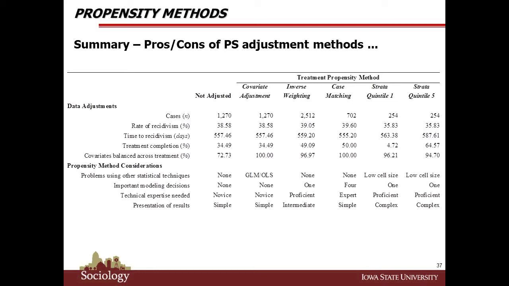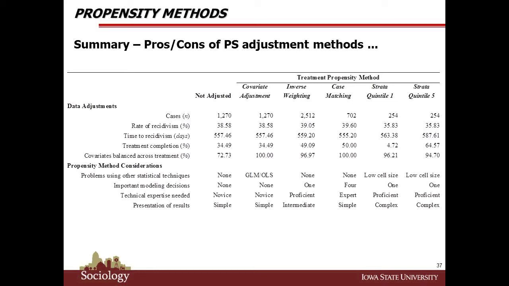In terms of important decisions that you have to make as a researcher or an analyst, we find that the covariate adjustment, the inverse weighting, and the strata methods are all really easy to implement. You only really need to make one crucial decision. For inverse weighting, you have to choose what kind of weight to use, a population weight or a sample weight. In the strata method, the only real decision you have to make is the number of strata, 4 strata, 5 strata, 6 strata, or so on.